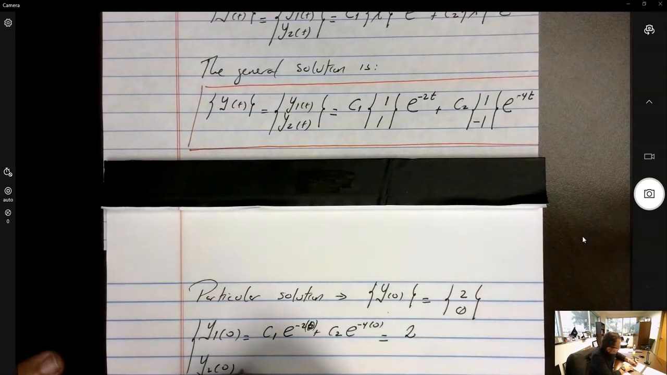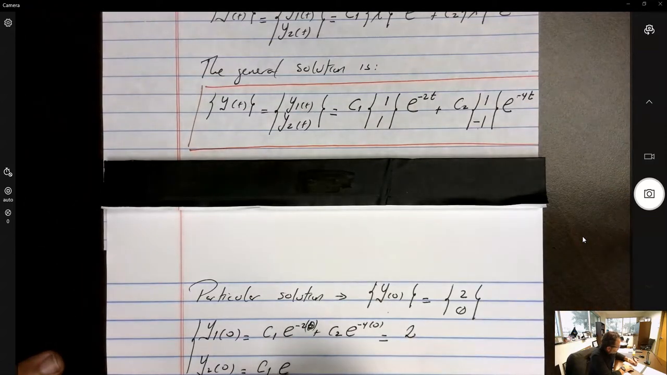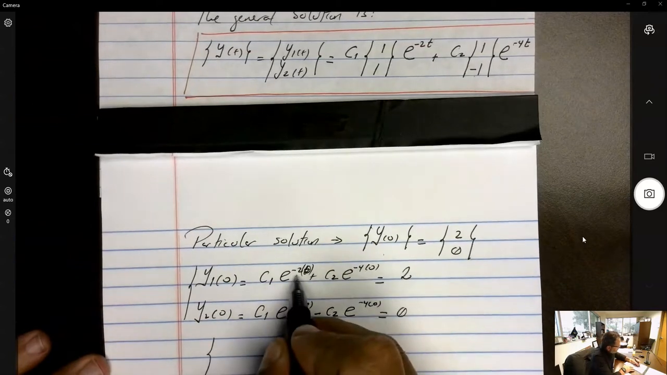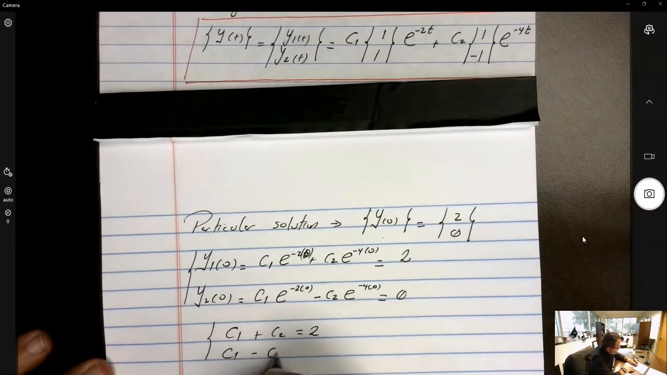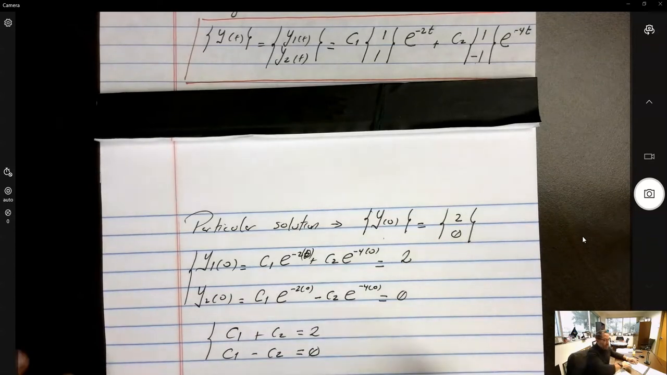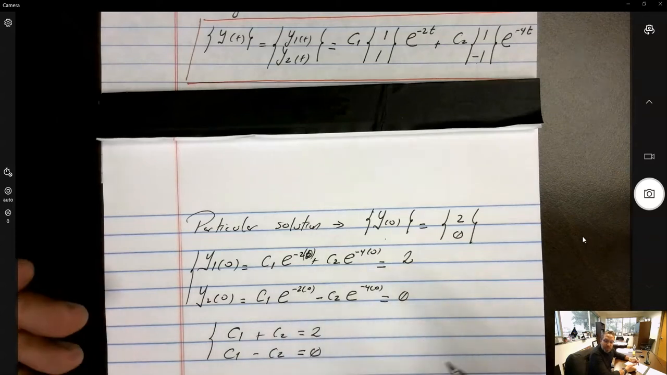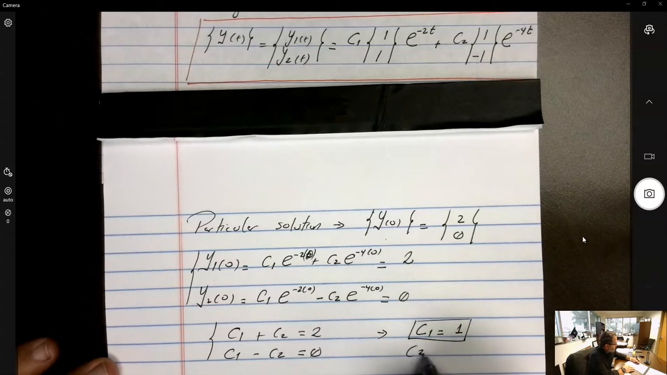Well, y2 at time equals 0 is equal to c1 times 1 times e to the minus 2t, c2 times minus 1 e to the minus 4t. So it will be c1 e to the minus 2 times 0, minus c2 e to the minus 4 times 0, and that's equal to the second initial condition, which is 0. So from here, remember these exponentials of 0 are all 1, so we have c1 plus c2 is equal to 2, and c1 minus c2 is equal to 0. And this is a 2 by 2 system of equations that is very easy to solve. One thing that we can do is add these two, and then we get 2c1 equals 2. So from this system of equations, we can figure out very easily that c1 is equal to 1, and c2 is equal to 1.